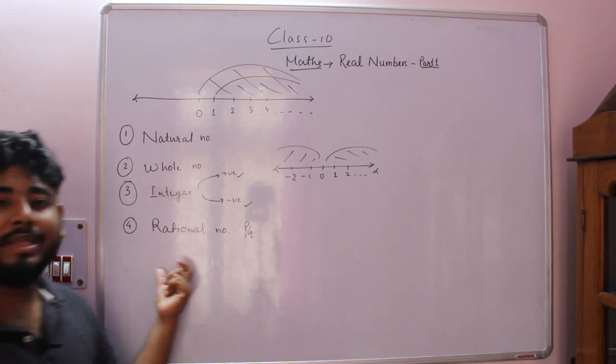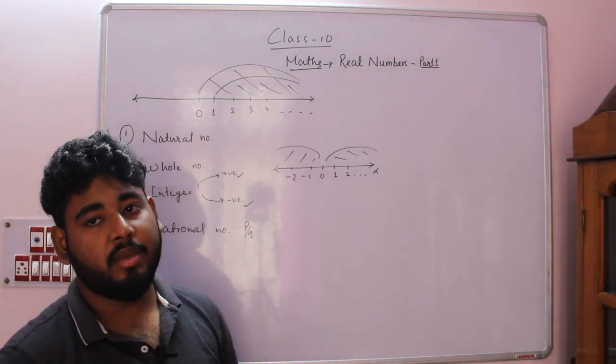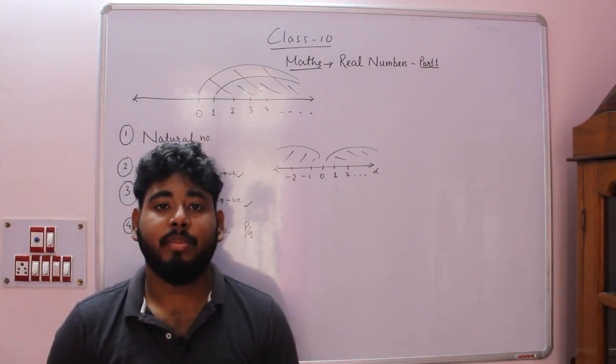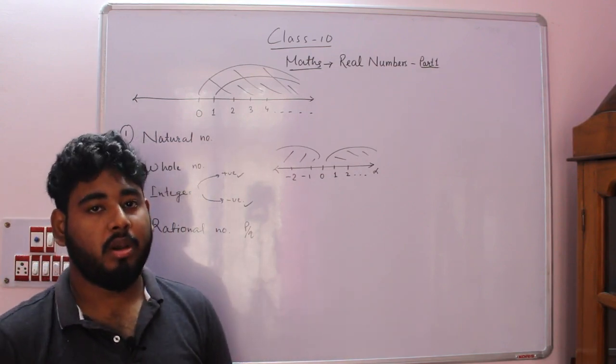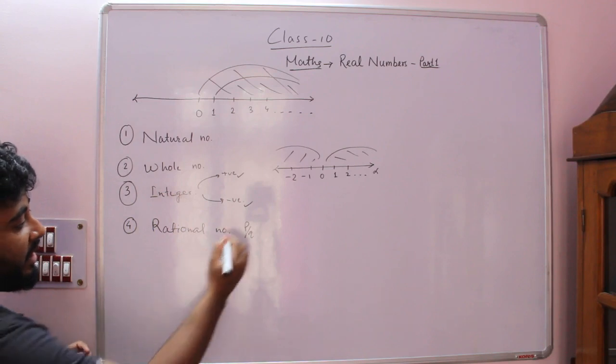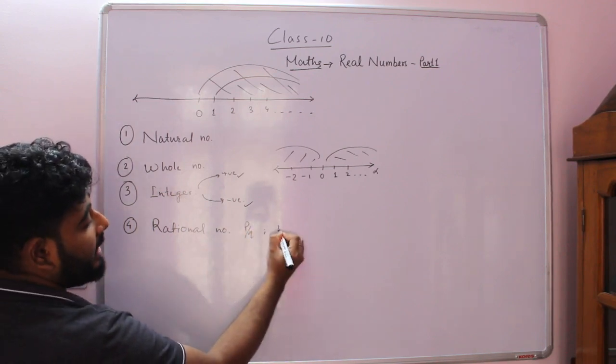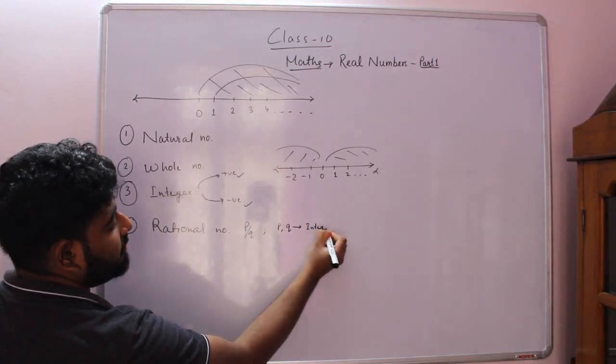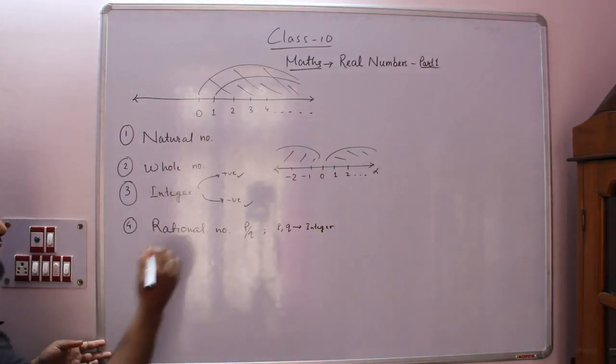So what is a rational number? Generally, in class 9 we saw that numbers which can be represented in the form p by q are called rational numbers. Now what are p and q? P and q both should be integers, right?